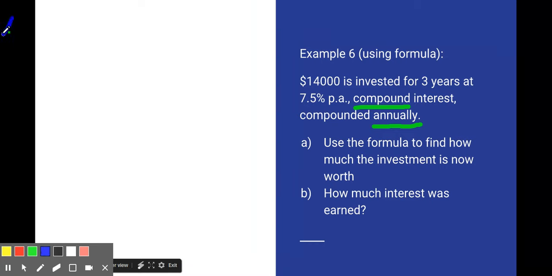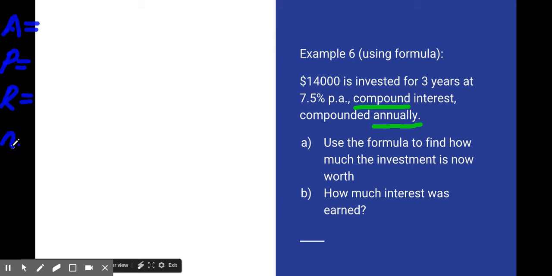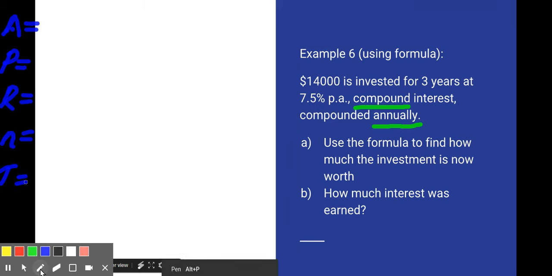I'm going to be looking for amount. I'm going to be looking for P for principal. I'm going to be looking for R, rate. I'm going to be looking for N, number of compoundings. And I might end up having a little spot T, which is just time.